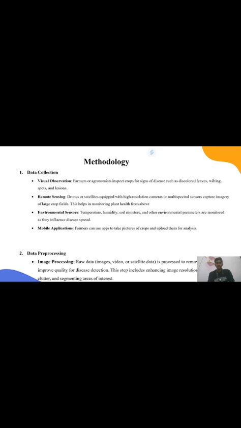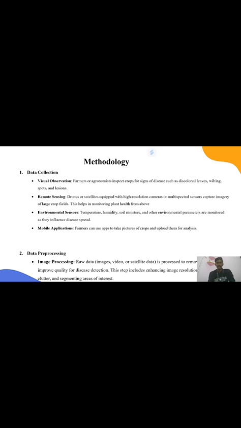Farmers or agronomists inspect a crop for signs of disease such as discolored leaves, wilting, spots and lesions. Remote sensing: drones or satellites equipped with high resolution cameras or multispectral sensors capture imagery of large crop fields. This helps in monitoring plant health from above. Environmental sensors: temperature, humidity, soil moisture and other environmental parameters are monitored as they influence disease spread.